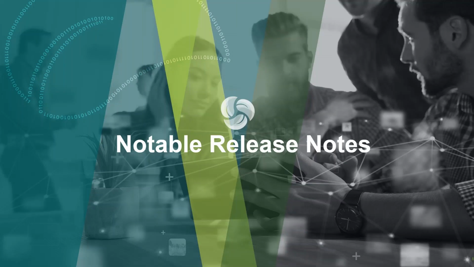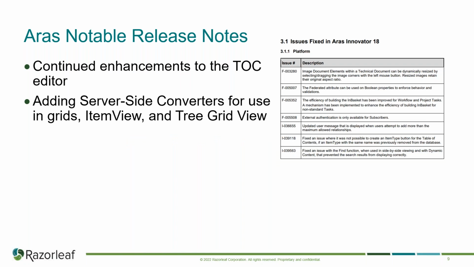All right, so on to the next, just going through some quick notable release notes here. Continued enhancements to the tech editor. There are certain bugs where if you were to delete an item type and create a new item type with the same name, you weren't able to add it to the table of contents. Also allowing adding some server-side converters for use in grids, item views, and tree grid views as well.